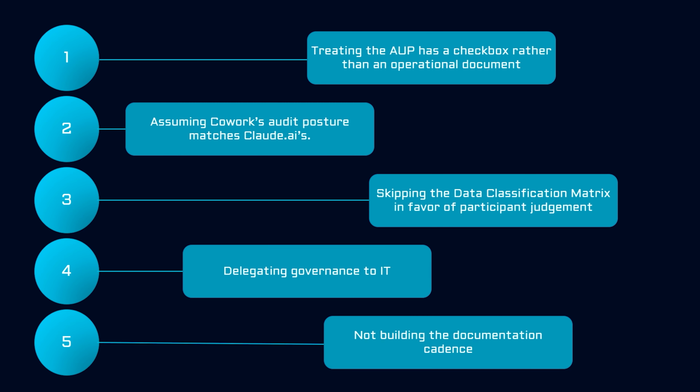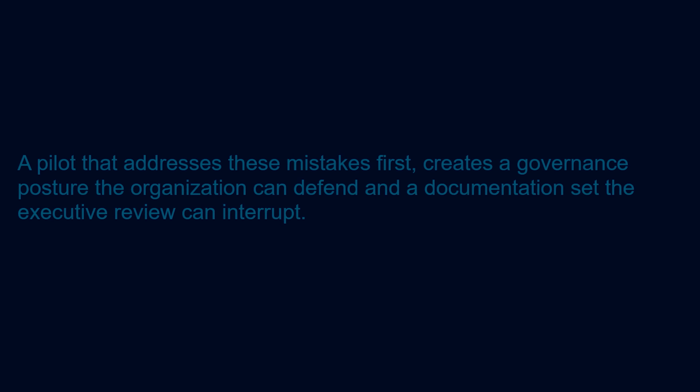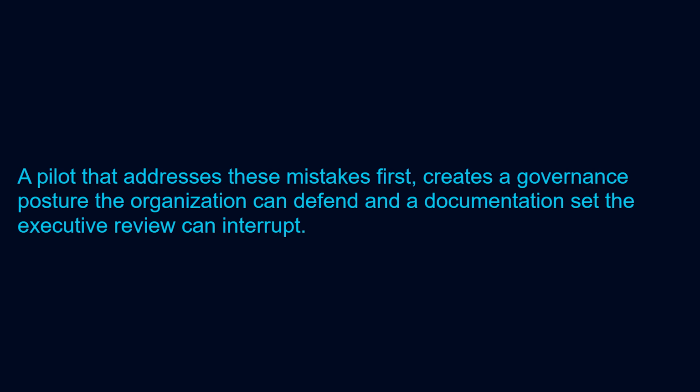The governance decision log, the AUP re-acknowledgement at week 4, the bi-weekly governance meetings. These are scheduled commitments, not optional administrative items. Pilots that treat them as optional discover at the go/no-go review that they have weeks of operational decisions with no documented record. A pilot that addresses these 5 mistakes deliberately enters week 1 with a governance posture the organization can defend and a documentation set the executive review can interpret.